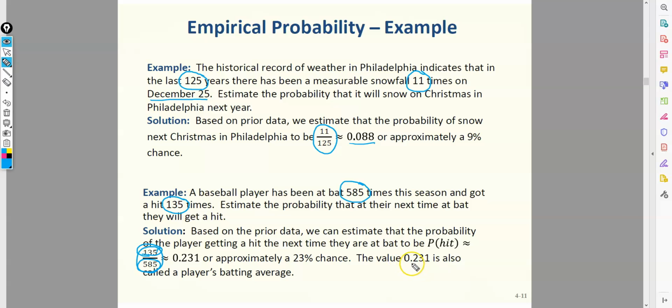And by the way, this value 0.231 is also called a player's batting average. So every time you hear a player's batting average mentioned in baseball, that's how it's calculated. It's calculated as an empirical probability.